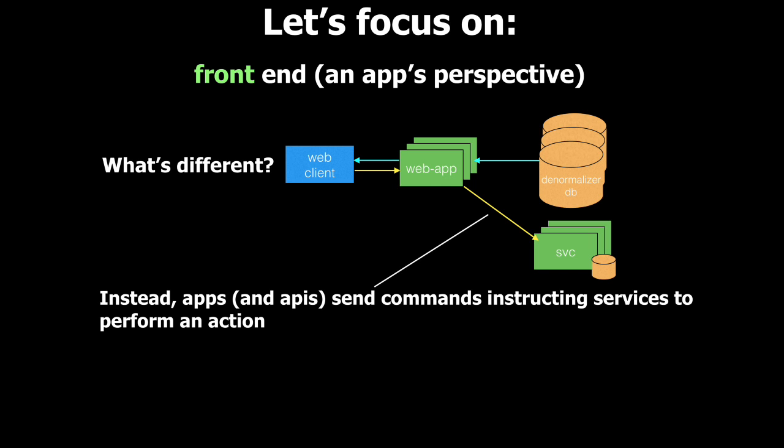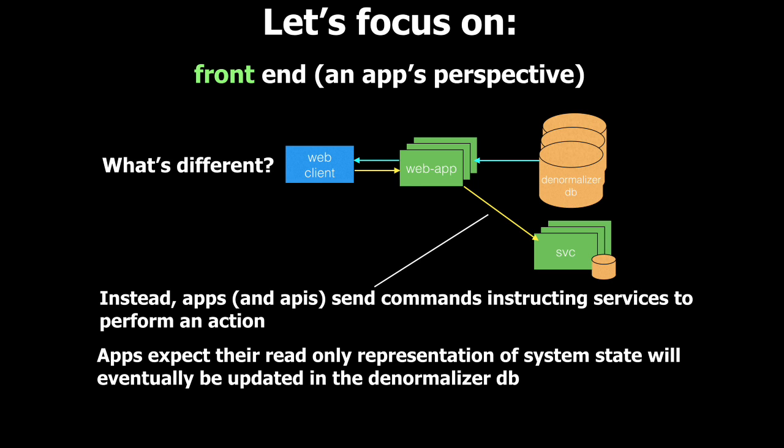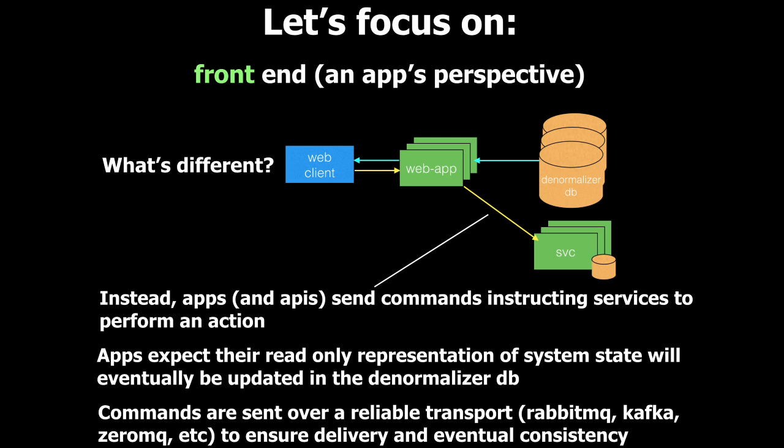And the way that we do that is we send commands in the way that we've been explaining so far. And so apps expect that their read-only representation of the state will eventually make it around, right? So we talked about how it's unidirectional and eventually consistent. Client-facing apps trust that after they tell a back-end service to do something, the result of that will make its way all the way back to the denormalized database.